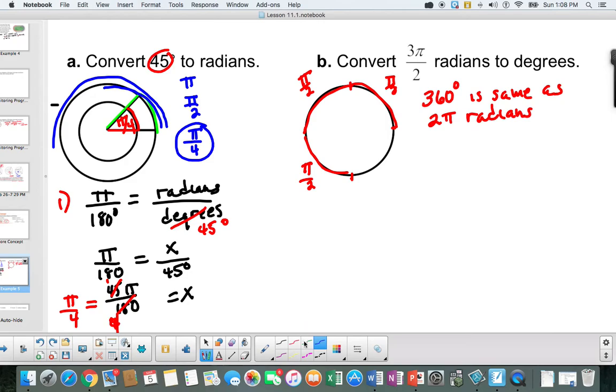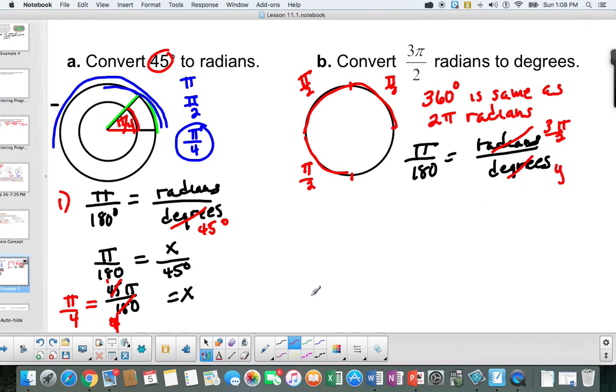Okay, let's take a look at this problem. We want to convert 3 pi halves radians to degrees. We know 360 degrees is the same as 2 pi radians. So we're going to write pi over 180 is equal to radians over degrees. In this case, we know the radians, so we know this number, 3 pi over 2. And we'll call this one y, the number of degrees.